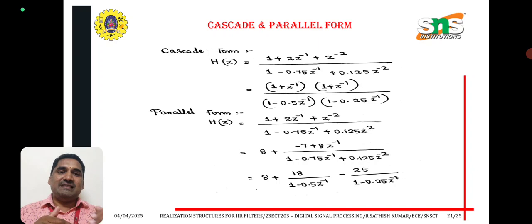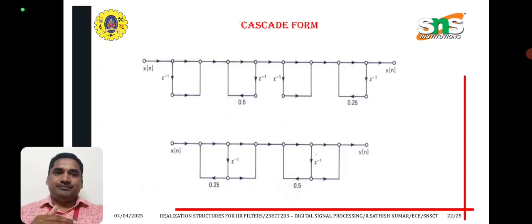First we can see the cascade form structure. Say 1 minus 0.25 z inverse. We can get x of n multiplied with 1, we can get 1 minus 0.25 z inverse. Then the numerator term is 1 plus z inverse. Similarly for the output function, 1 minus 0.5 into z inverse, 1 plus z inverse. Finally, we can combine these two signals. We can get the cascade form.